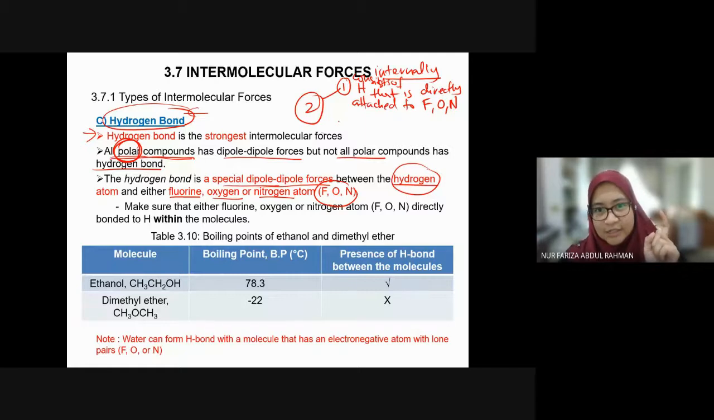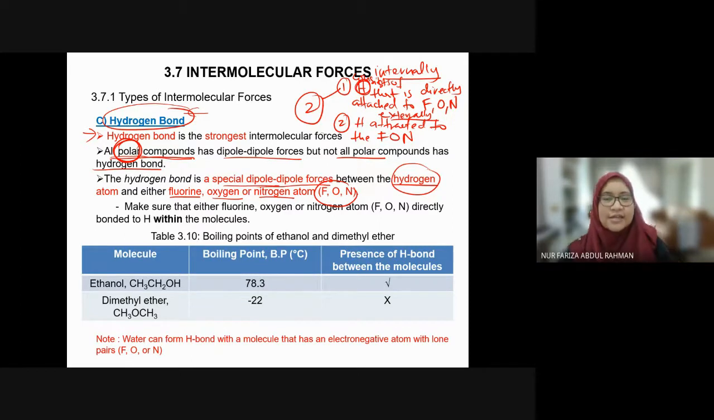Second condition, because we are talking about intermolecular, meaning between the molecules. The hydrogen should be the same hydrogen that we talked about here. The same hydrogen must also be attached or attracted to the FON atoms externally. Okay guys, externally. We are talking about externally, meaning outside.